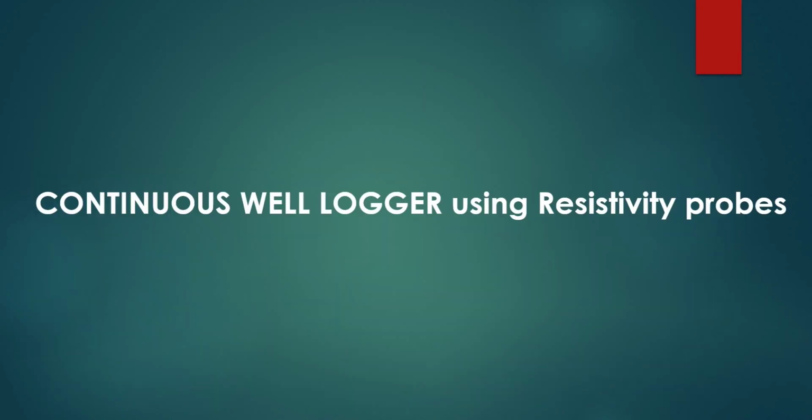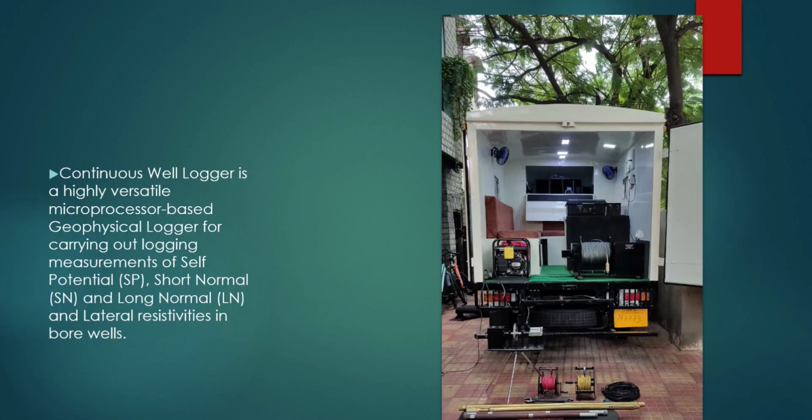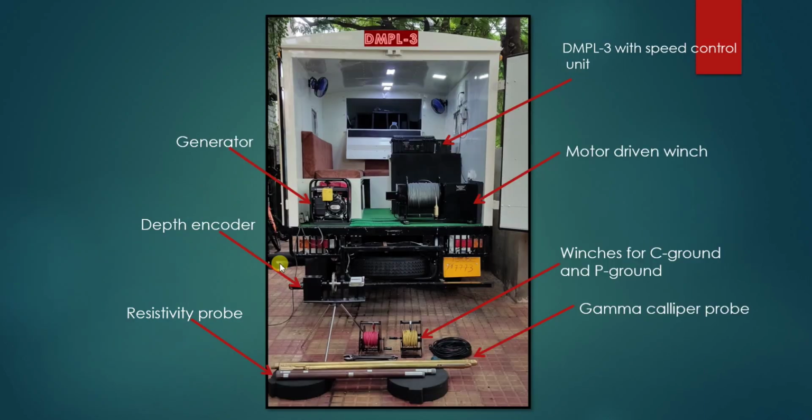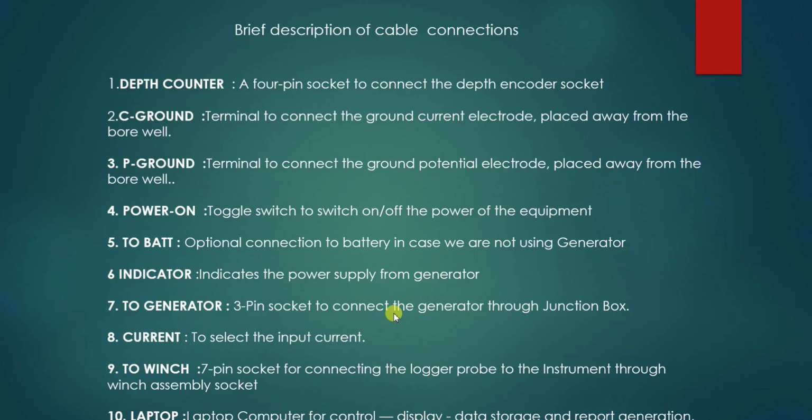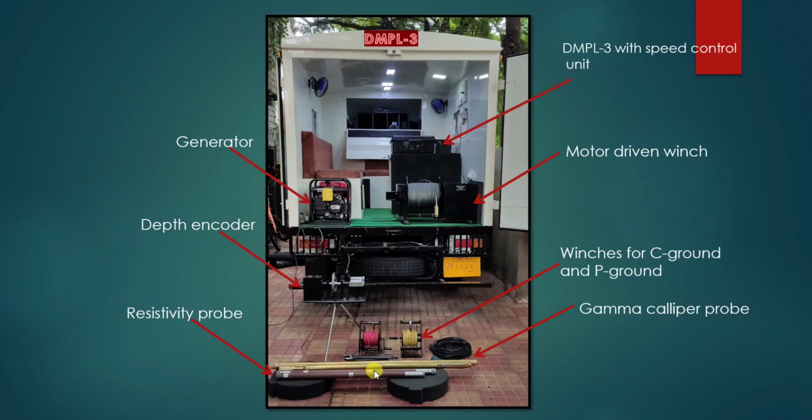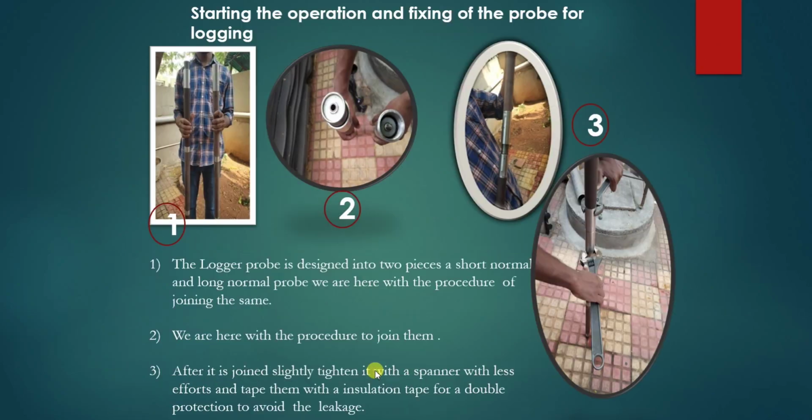and then we'll see the different logger probes for resistivity also. The resistivity probes we have are short normal, long normal, and SP. The same way we'll connect the resistivity probes also, and this connection is simple.